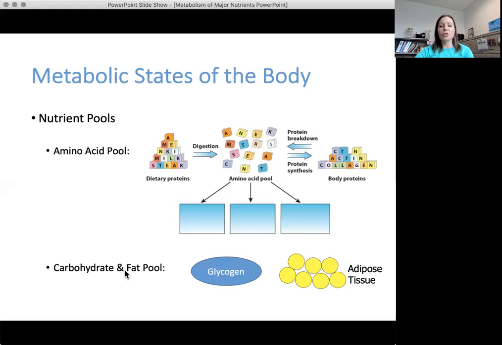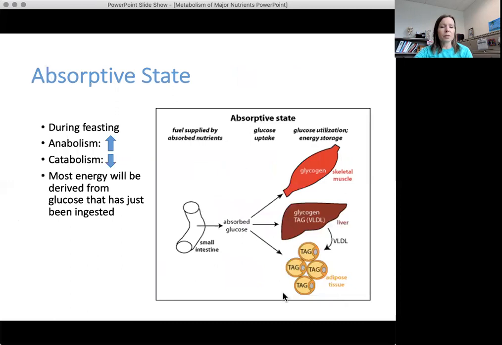So the two main states of the body are either the absorptive state, also known as the feasting state, or the postabsorptive state, which is called the fasting state. I'll talk about the absorptive state first and just the various conditions and reactions that are happening in the body during this time. So first of all, this occurs when an individual has recently eaten a meal and it lasts for about 4 hours afterward.